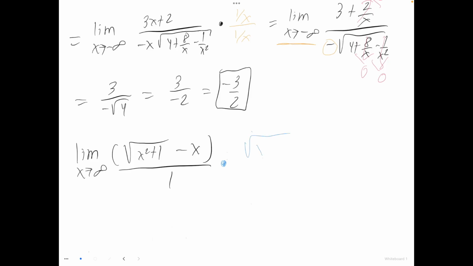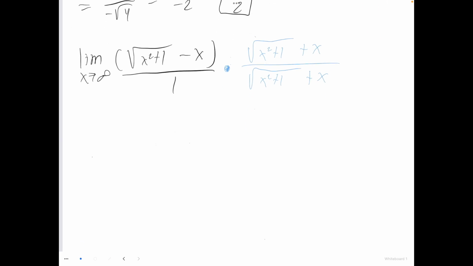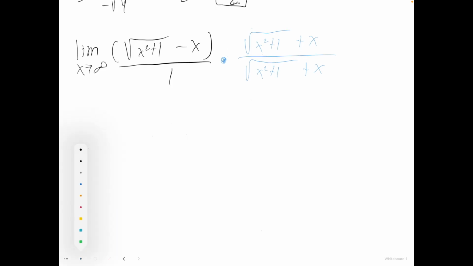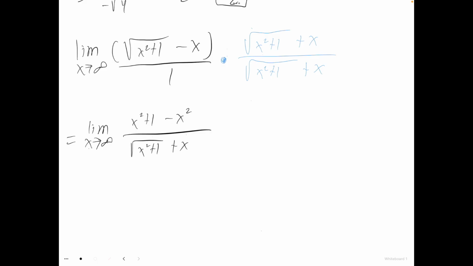So we're going to multiply by the square root of x squared plus 1 plus x divided by the square root of x squared plus 1 plus x. And so multiplying by the conjugate, we've seen what happens before in the top, so I'm going to do it a little bit faster. But we have the square root times the square root, so we're going to have x squared plus 1, then minus x squared on the top. And on the bottom, we're just going to get our conjugate, which is the square root of x squared plus 1 plus x. And this simplifies to give us the limit as x goes to infinity of just 1 divided by the square root of x squared plus 1 plus x.